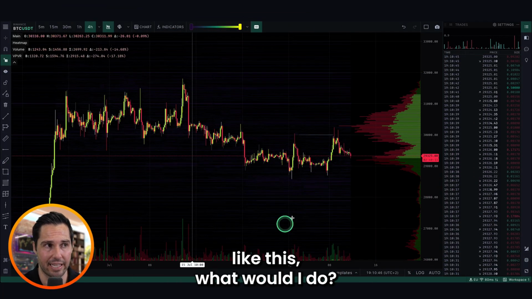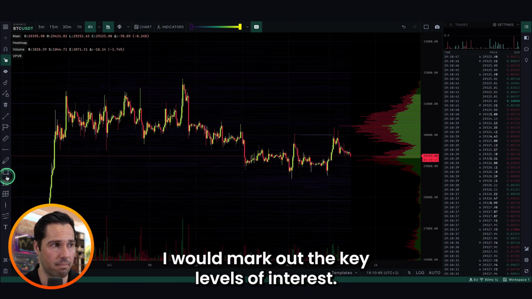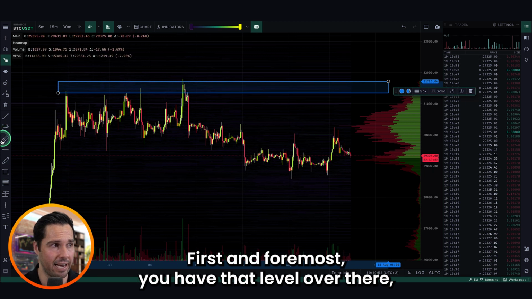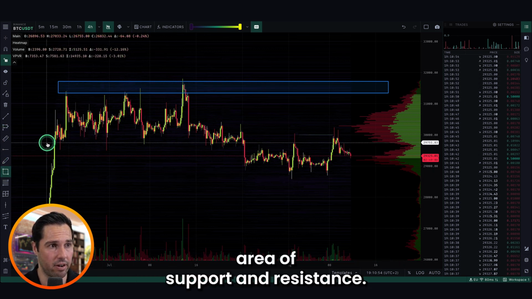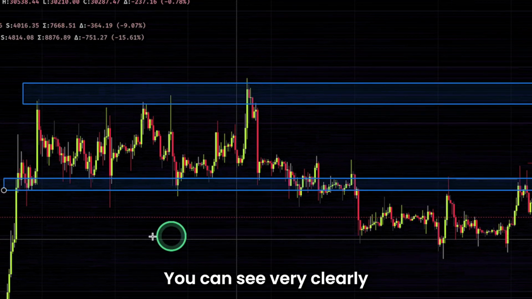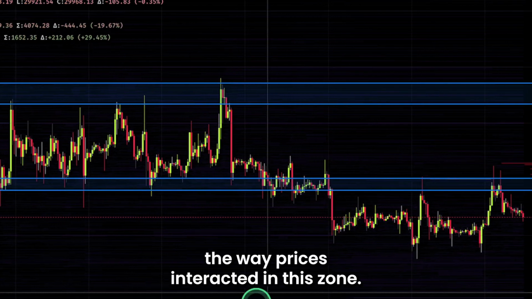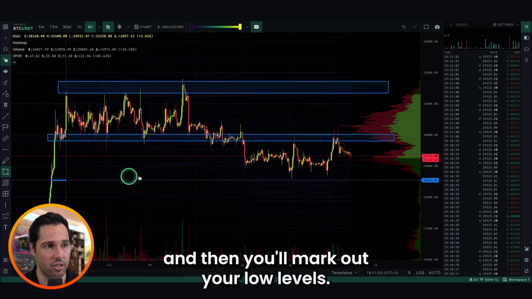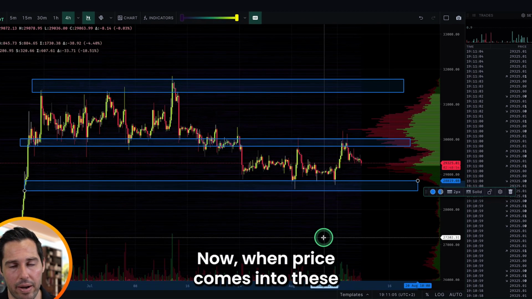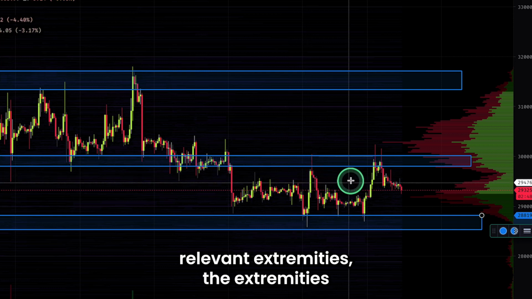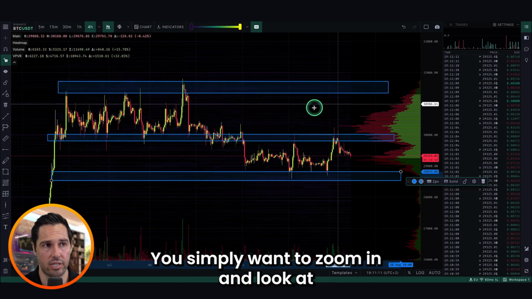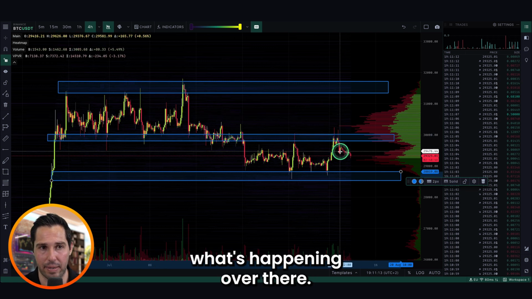So when I look at a chart like this, what would I do? Very simply put, I'd mark out the key levels of interest. First and foremost, you have that level over there, area of support and resistance. You can see very clearly the way prices interacted in this zone. So we mark out that level, and then you'll mark out your low levels. Now, when price comes into these relevant extremities, the extremities are the levels that you've marked out, you simply want to zoom in and look at what's happening over there.